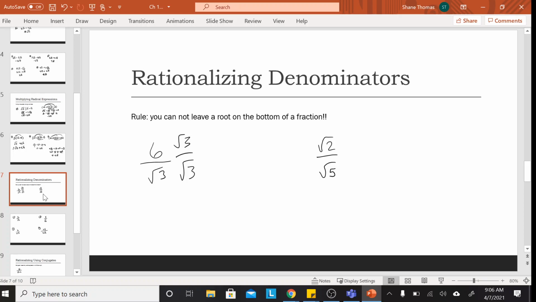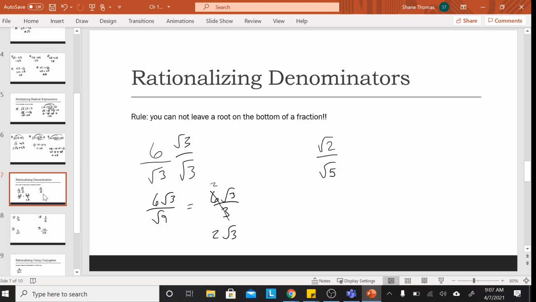Root 3 over root 3 is 1, so I'm still just multiplying by a factor of 1. So on top now I have 6 root 3 over root 9. Now what's root 9? 3. So I have 6 root 3 over 3. Can I simplify that any further? 6 and 3 simplify, don't they? Okay, so I have 2 root 3. All right. My answer would be 2 root 3.